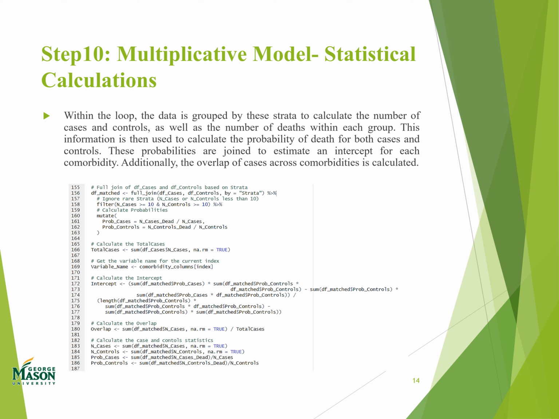Step 10 is statistical calculation of the multiplicative model. Within the loop, the data is grouped by these strata to calculate the number of cases and controls, as well as the number of deaths within each group. This information is then used to calculate the probability of death for both cases and controls. These probabilities are joined to estimate an intercept for each comorbidity. Additionally, the overlap of cases across comorbidities is calculated.